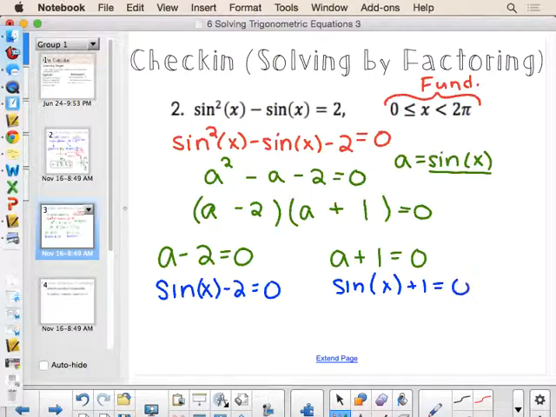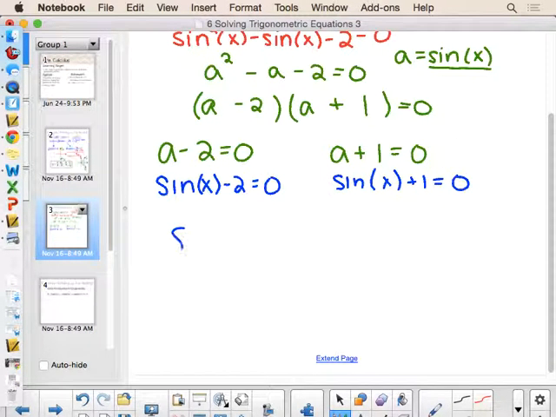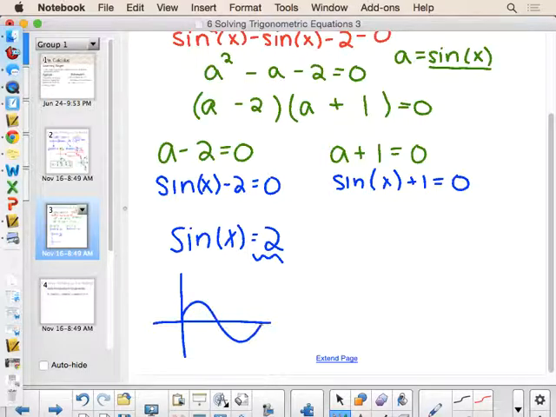1 equals 0. We start to solve, and we get that sine of x equals 2. Well, our sine curve, if you recall, is bounded between 1 and -1. Therefore, this does not produce a solution. There are no solutions produced in this one over here.